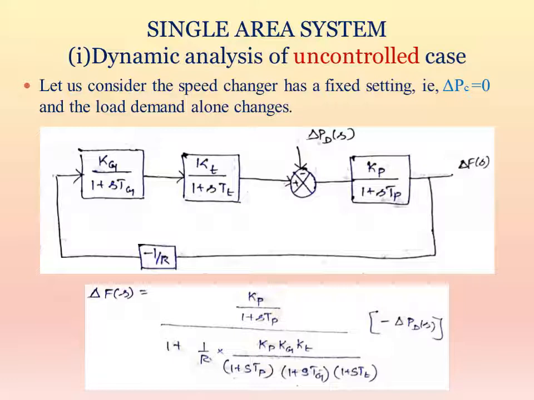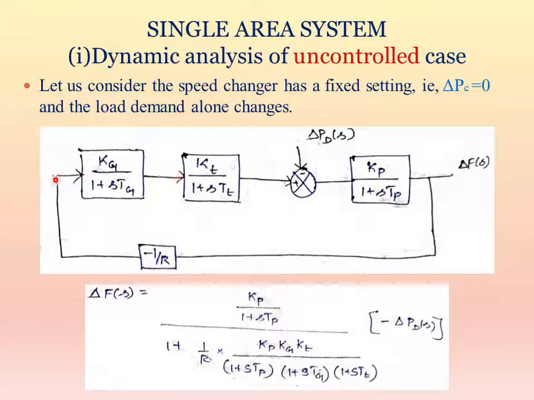First, the single area system for the dynamic analysis of the uncontrolled case. We know uncontrolled case means our speed changer is not going to change. We are going to fix the speed changer, so del PC value is equal to 0 and only our load demand changes.